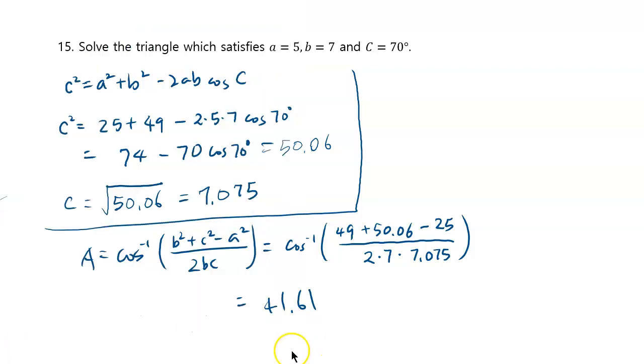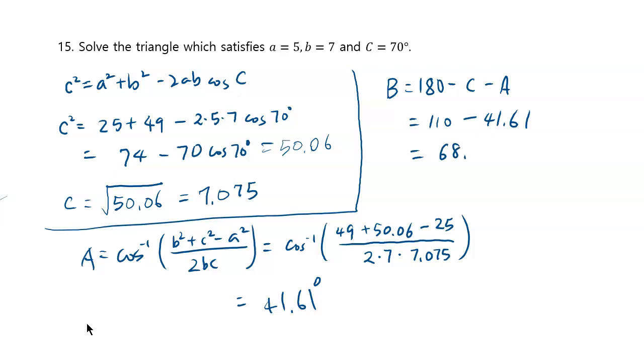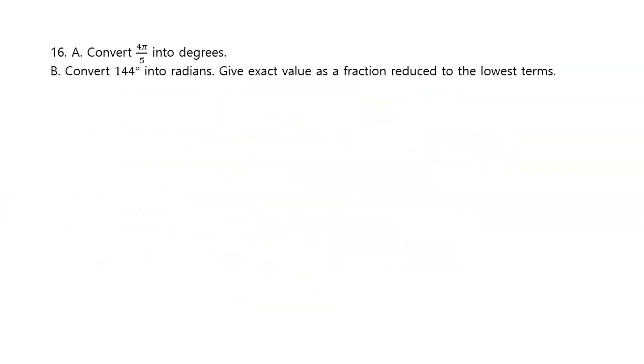41.61. Okay, good. So we have that, and then finally, to get the angle B, B would be 180 minus C minus A. 180 minus 70 is 110, so 110 minus A, which is 41.61. What is that? 68.39 degrees. Okay, and we found the length, another angle, another angle. We've solved it. Alright.